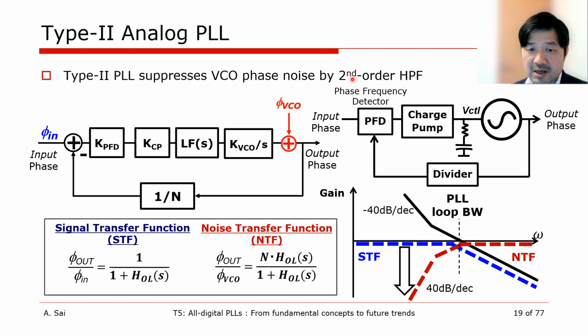Next, the STF and the NTF of the type 2 PLL will be explained. STF has the same characteristics as type 1, but NTF becomes the second order high-pass filter because the order of the integrator increases to two level, from 1 to 2 origin pole. This makes it possible to further suppress the phase noise of the VCO at a frequency lower than the loop bandwidth compared to the type 1 PLL.